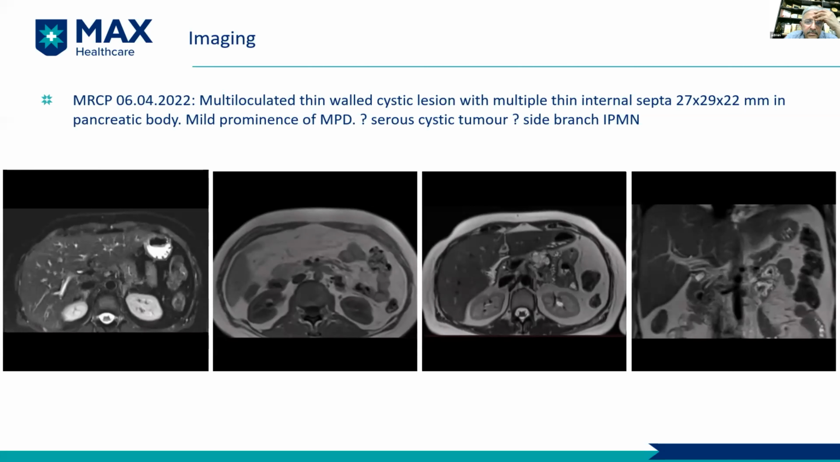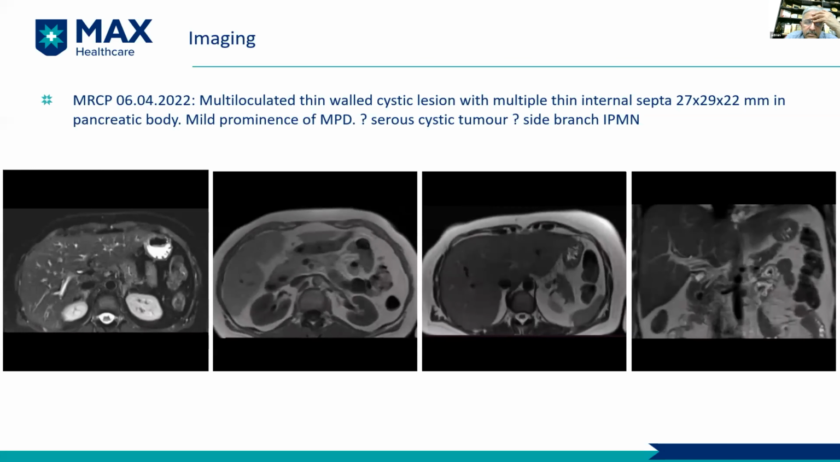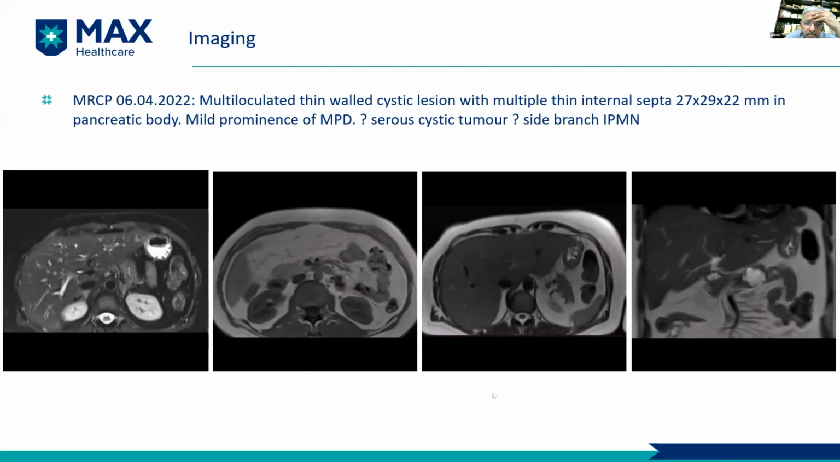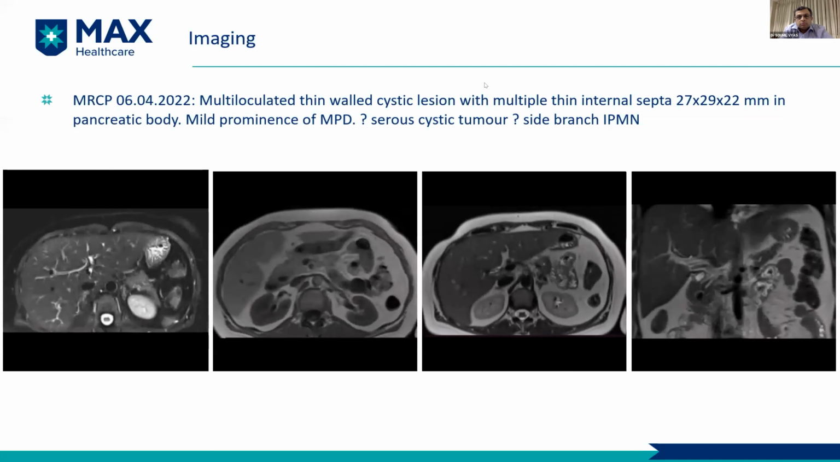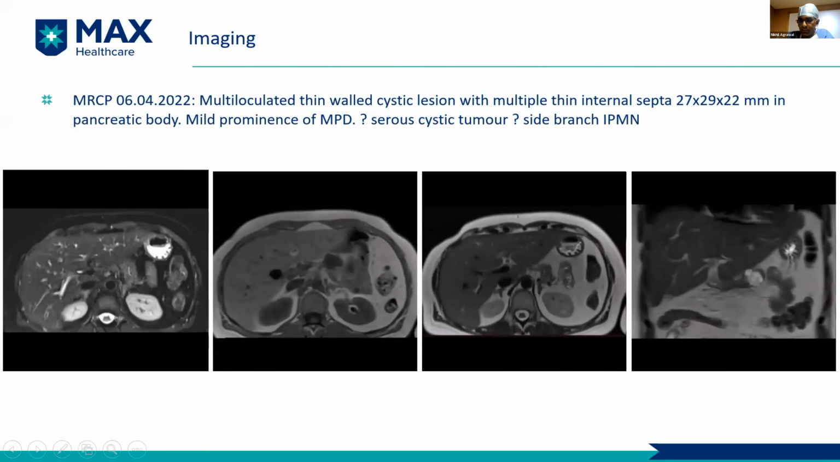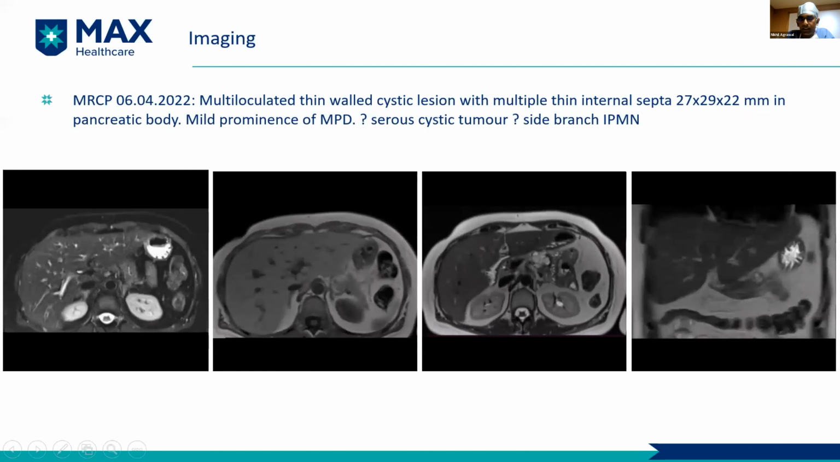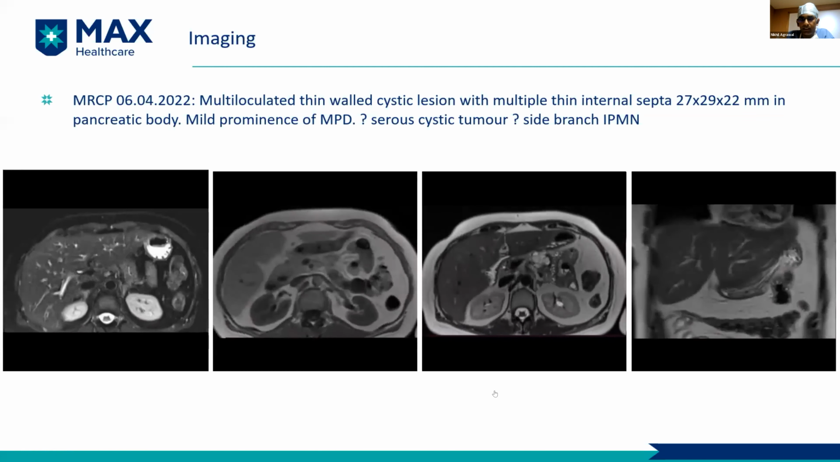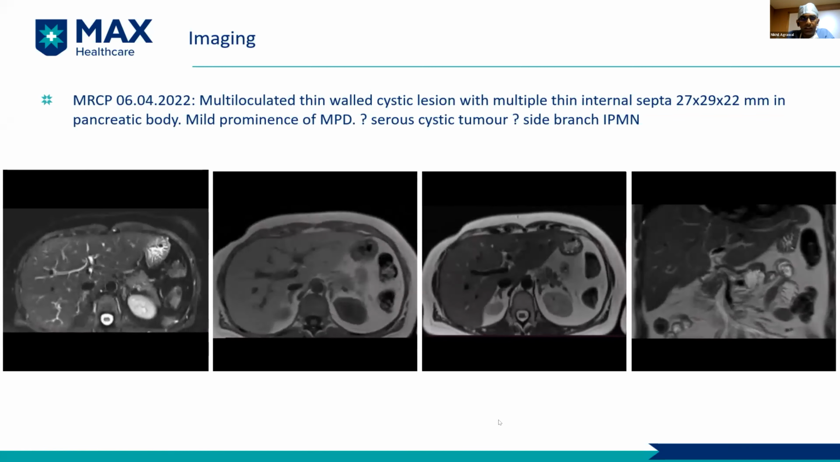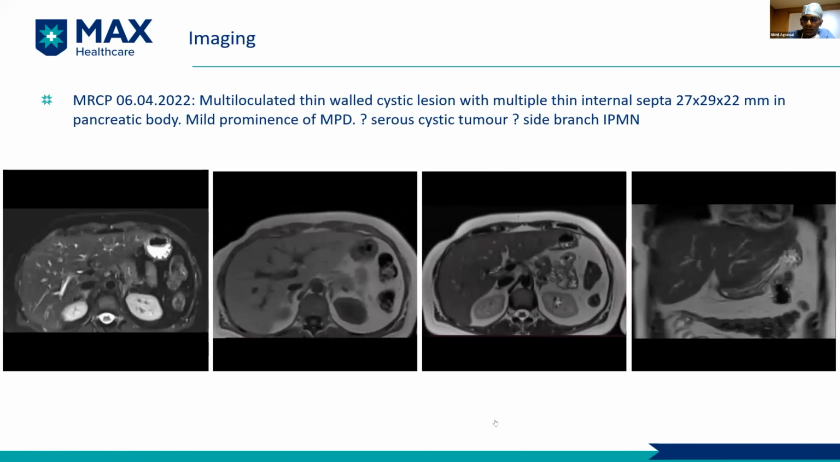It must be around 3-4 centimeters on images. So the MRCP diagnosis was serous cystic tumor and query branch duct IPMN. And following this, the patient underwent an endoscopic ultrasound.